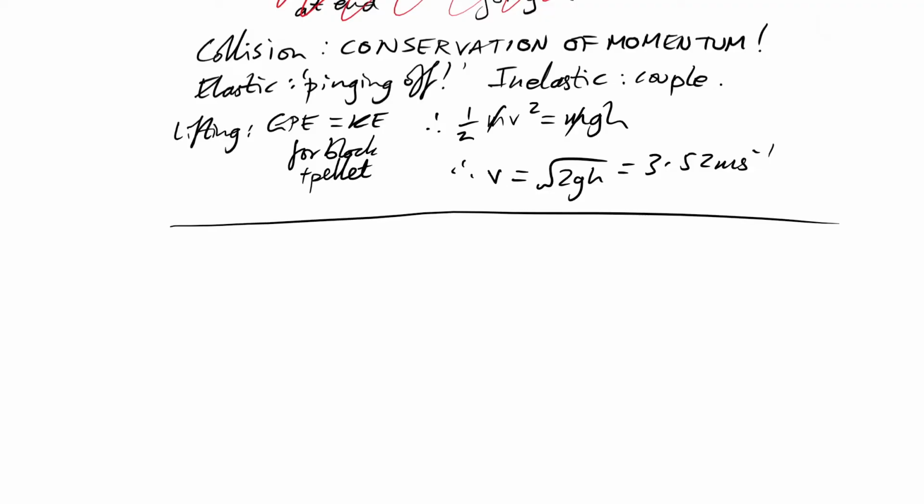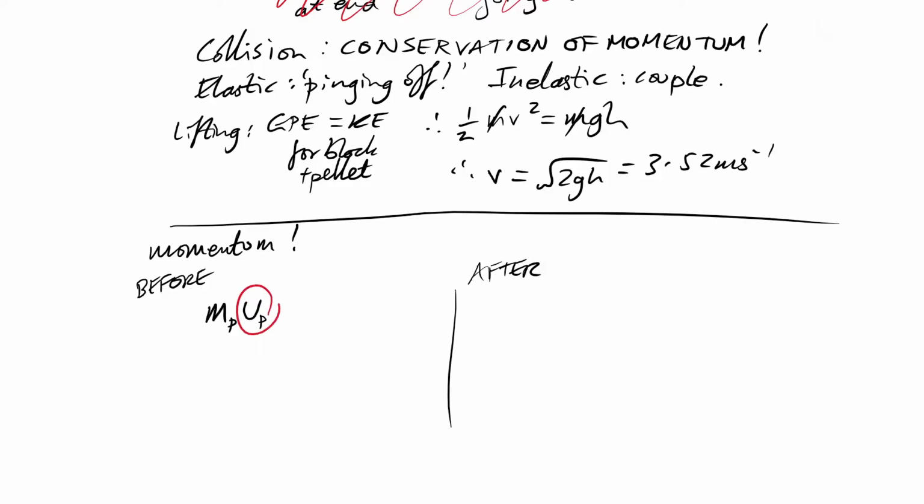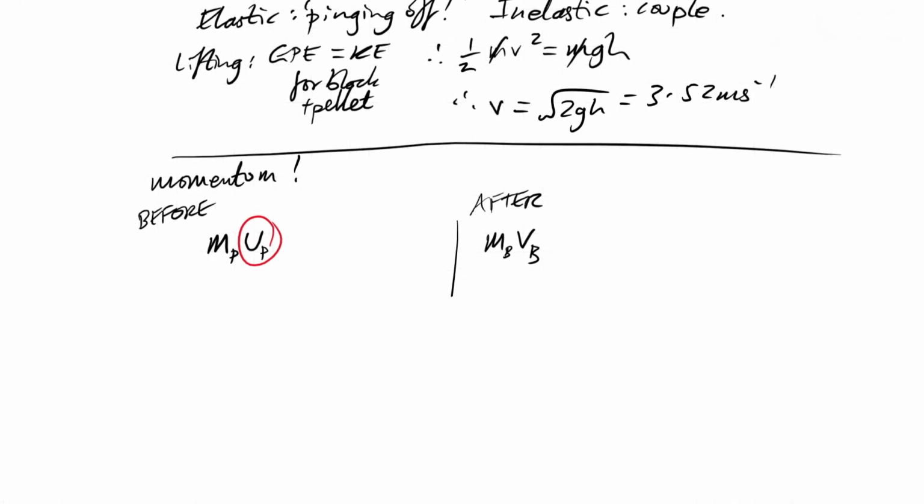Now we can go into momentum. So we can say that we have a before and after, and we're just thinking about the collision now. All the momentum we had before, the momentum is mass times velocity. So that's the mass of the pellet times the initial speed of the pellet. That's ultimately what we're trying to find. And then afterwards, we just have the mass of, I'm going to call it the block, but we know that it is ultimately the block and the pellet, don't we? So these two things are equal to each other.